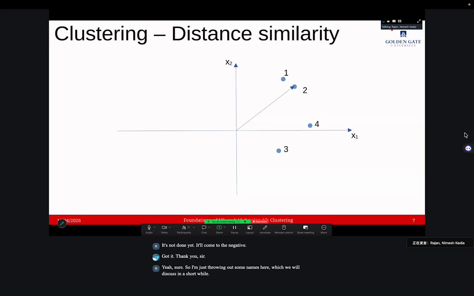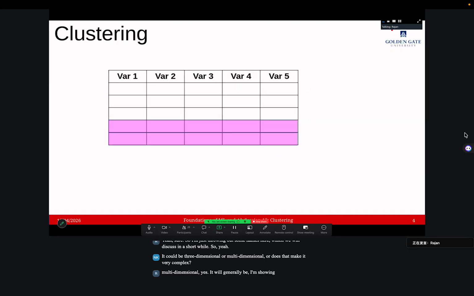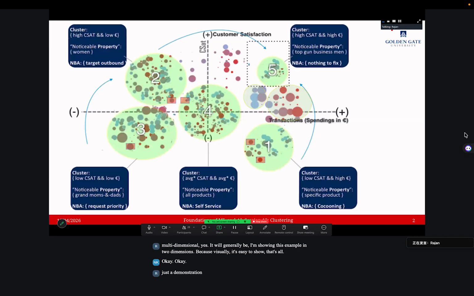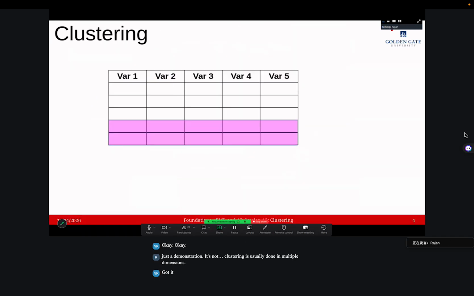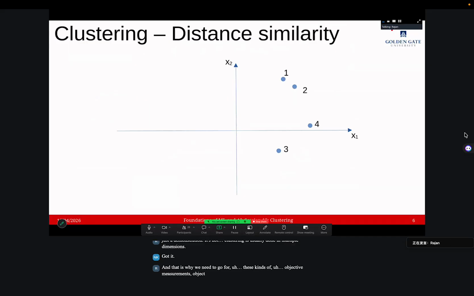Professor, a quick question. I know we started this session saying that clustering is two-dimensional, but can it be three-dimensional or multi-dimensional, or does that make it very complex? Multi-dimensional, yes, it generally will be. I'm showing this example in 2 dimensions because visually it's easy to show. It's just a demonstration. Clustering is usually done in multiple dimensions. That is why we need objective measures, so that we don't have to worry about visual judgments.